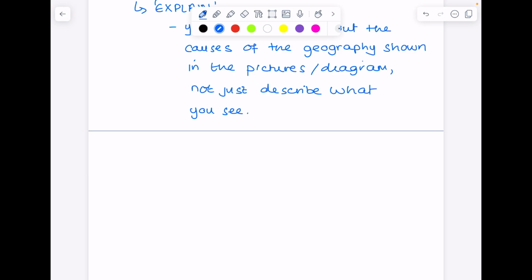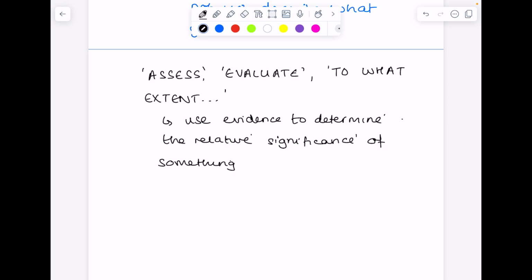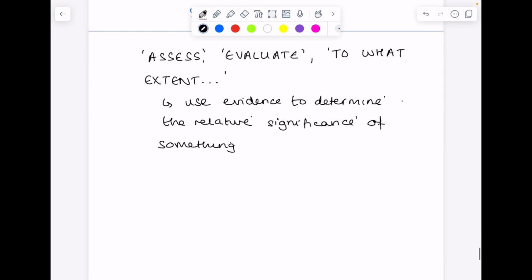Now, AQA often words questions, "To what extent do you agree?" But this basically means the same as assess or evaluate. So with these sorts of command words, what you want to do is use the evidence provided in the diagram or in the question to determine the relative significance of something. What's important here is that you talk about multiple factors and not just one in order to access the higher marks.